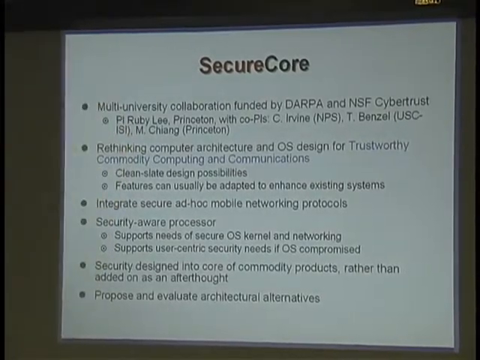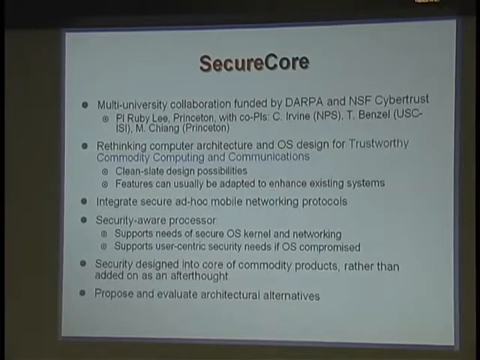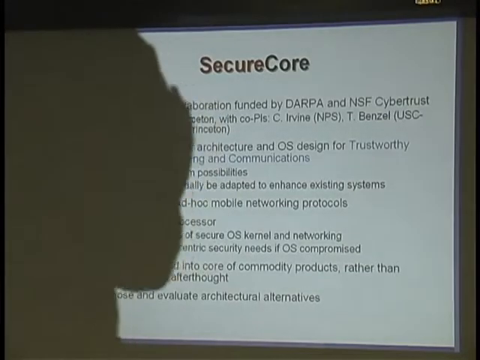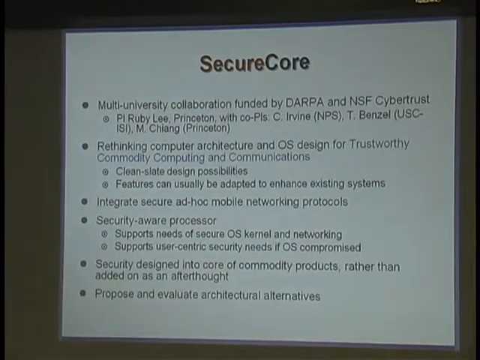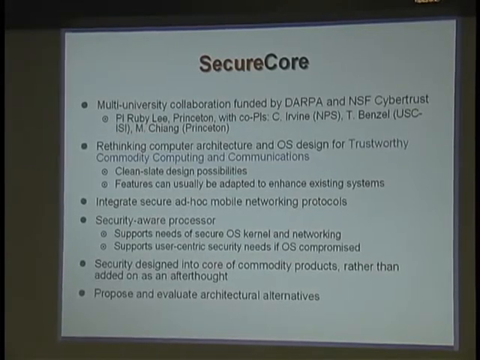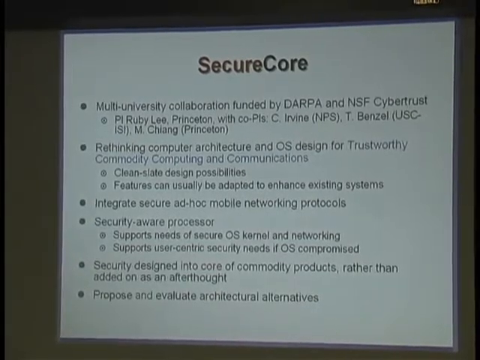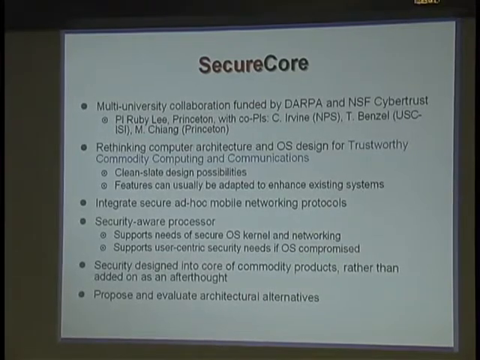Therefore, SecureCore is three things: the security-aware processor, the secure operating system kernel, and the secure network protocol. In terms of the security-aware processor, what we want to do is to support the essential needs of the secure OS kernel and the secure networking protocols. But we also want to support the user-centric needs, whether or not the OS and networking people care about it. Because this is a client device, it must support client devices. Not that it cannot work on the server, but it must be able to be implemented in client device.